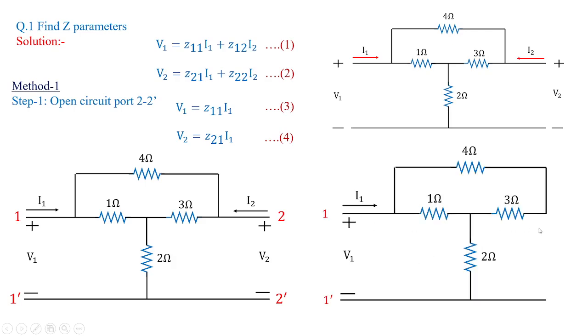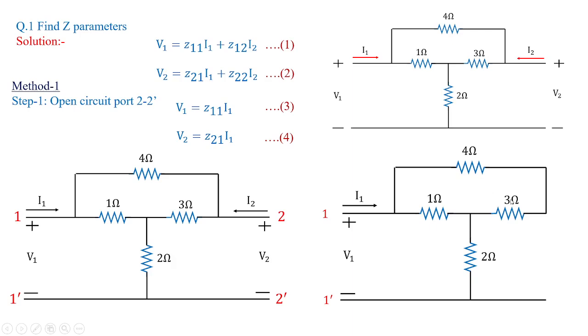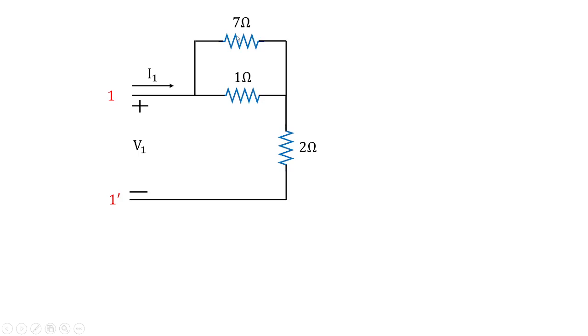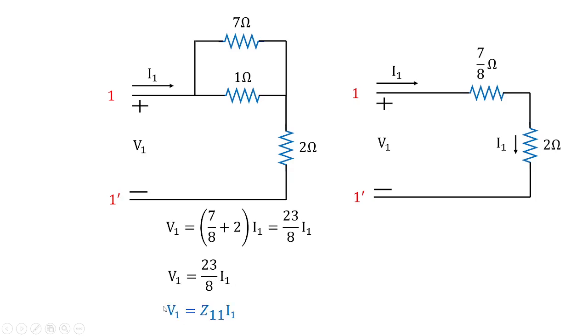Now when you open circuit the port 2-2 dash, this is how the circuit looks. You can see that 3 and 4 are in series, so this becomes 7, and 7 is parallel to 1. The parallel combination will give you the value 7 by 8 ohms, that is in series with 2. With a simple KVL approach, you can get the value of V1, which is equal to 23 by 8 I1. Hence, Z11 is obtained as equation 5.